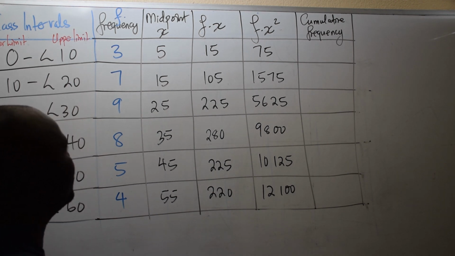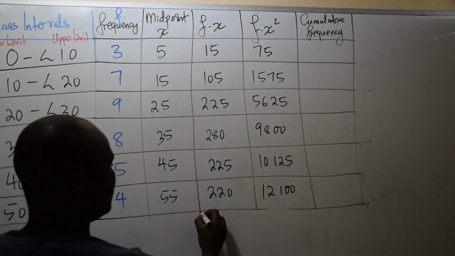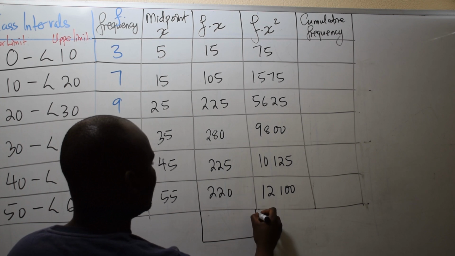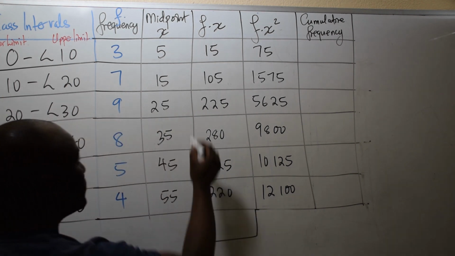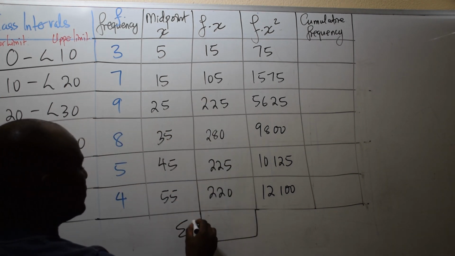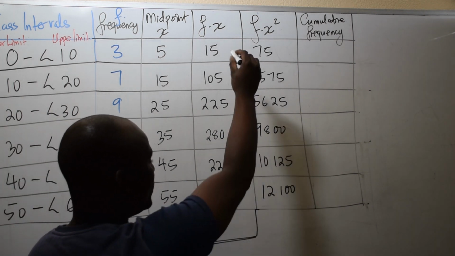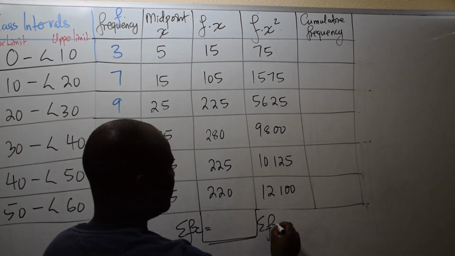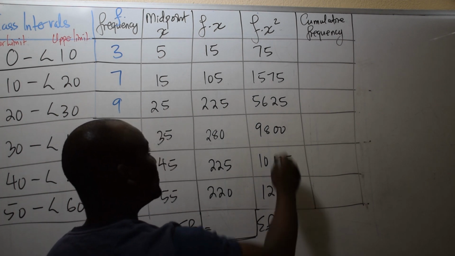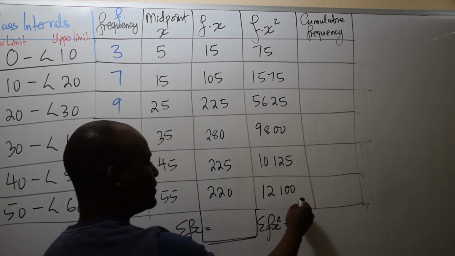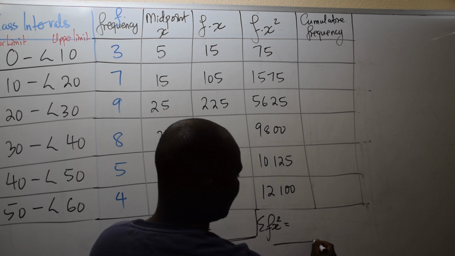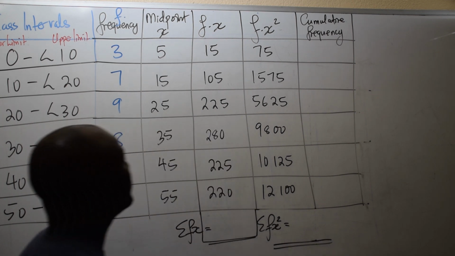Right, so we need to calculate the totals. First, do a checkpoint. We need the summation of fx, which is what we're going to get here, and the summation of fx squared. By summation, we're simply saying add up these things, find the total, and put it here.